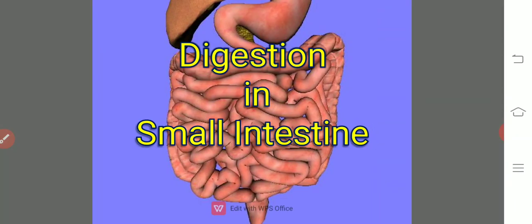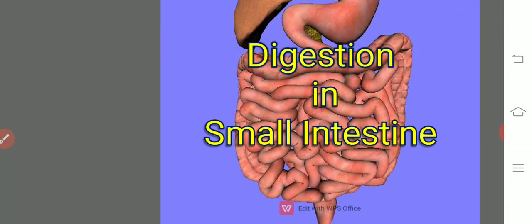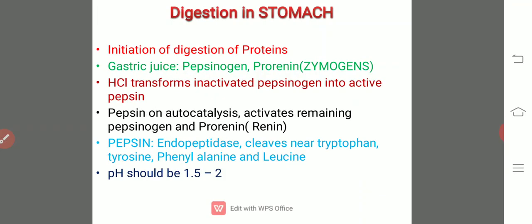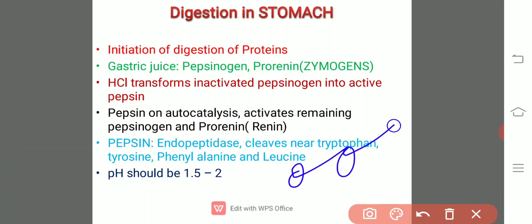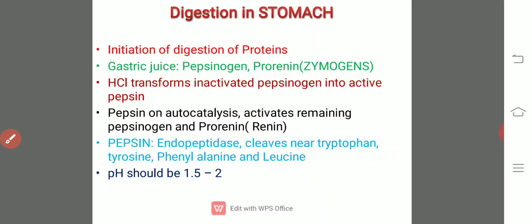Then coming to the digestion of proteins in the small intestine. For the purpose of the notes, we will see the digestion in the stomach. So, the initiation of digestion of proteins: the zymogens, the transformation of the inactive pepsinogen into active pepsin. The pepsin, if it is a large polypeptide chain, a large protein, cleaves as an endopeptidase at the sites of tryptophan, tyrosine, phenylalanine and leucine. The amino terminal end of all these amino acids gets cleaved by the pepsin.